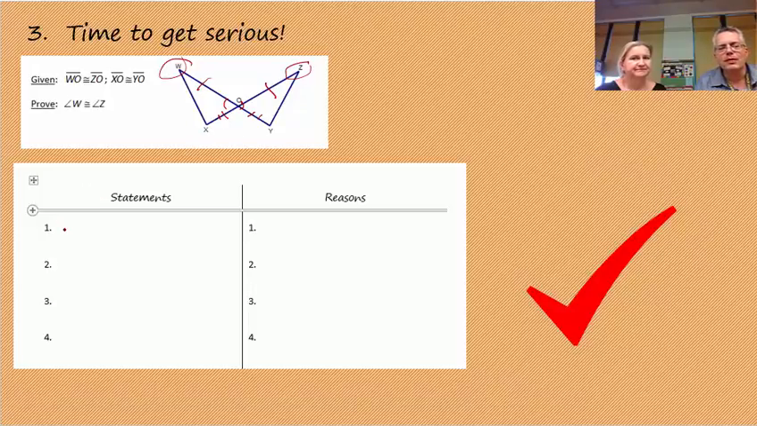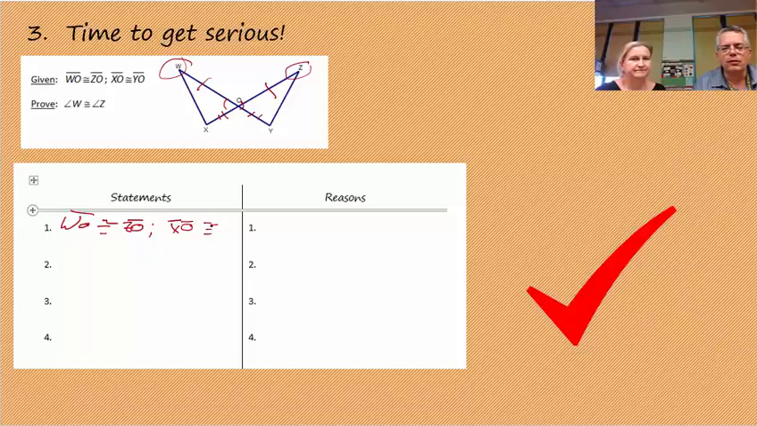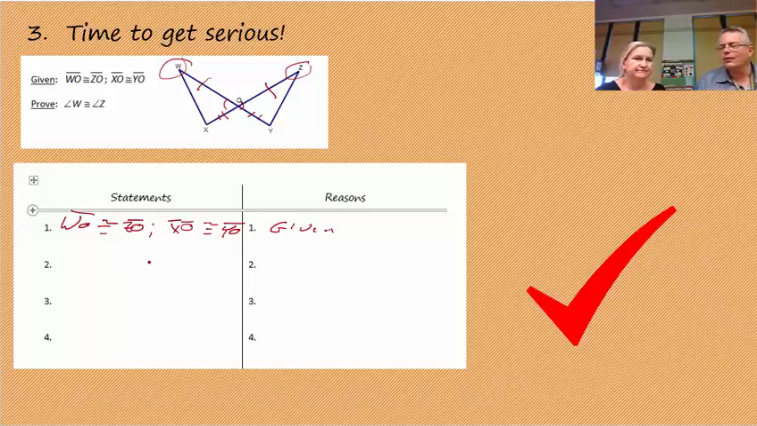Okay, so we're going to start. We're going to state the givens. WO is congruent to ZO. And I also have that segment XO is congruent to segment YO. So that is given. And I combined them on one line. I was just worried about space, so I combined those.